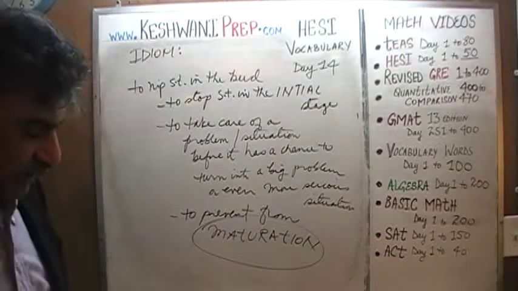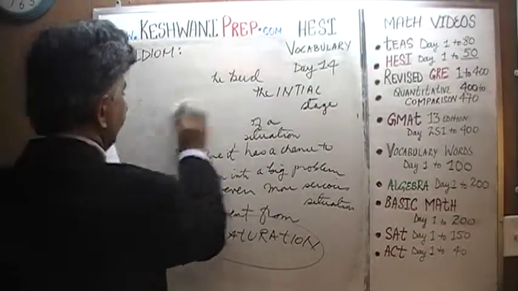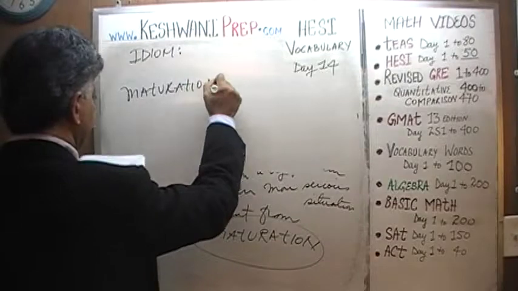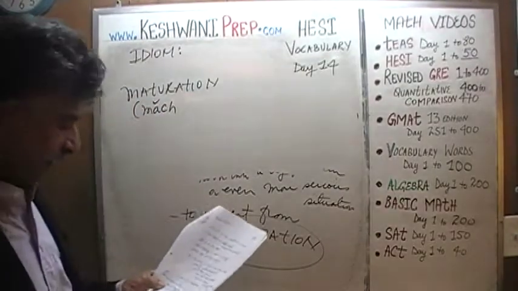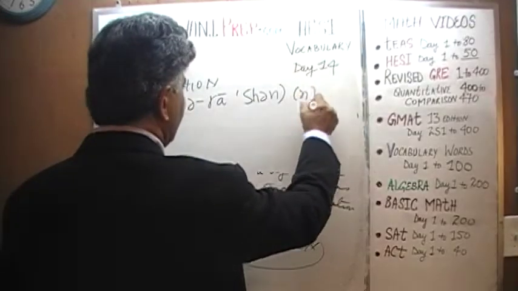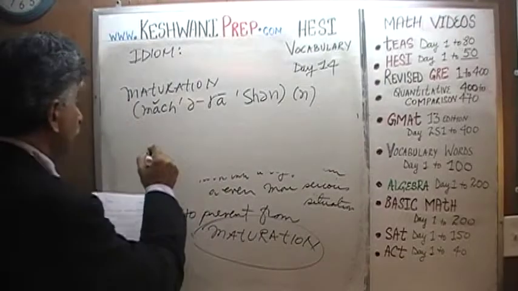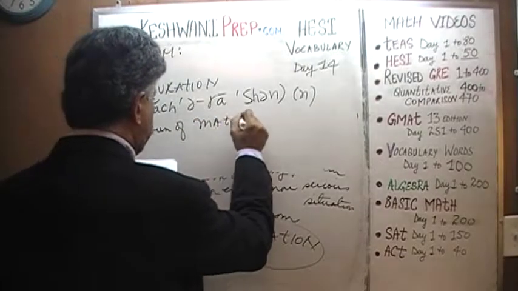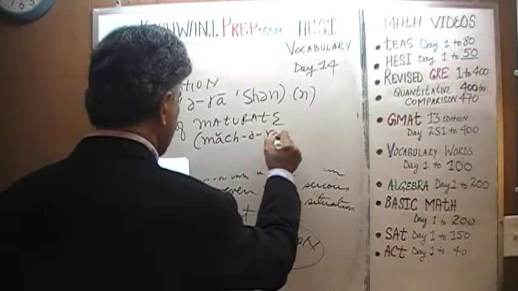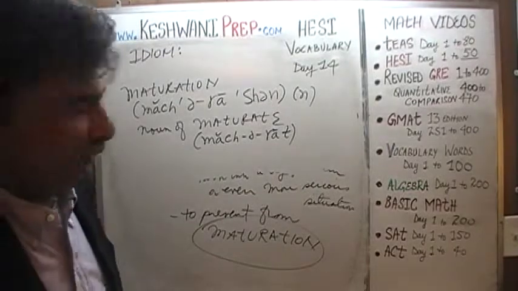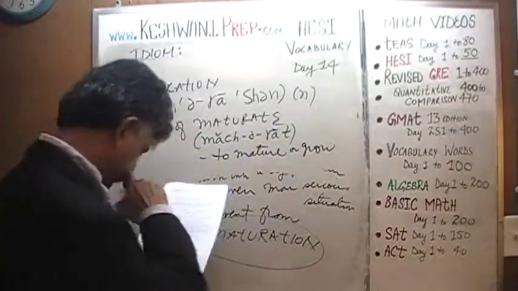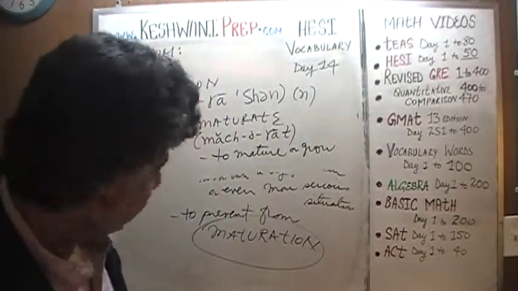Let's learn this word, maturation. It's not a word that we typically hear in ordinary speech. Let's learn it properly. Maturation, a noun. What does it mean, maturation? Maturation is a noun of maturate. Maturate is just a very fancy way of saying to mature or grow, or to ripen if you like.